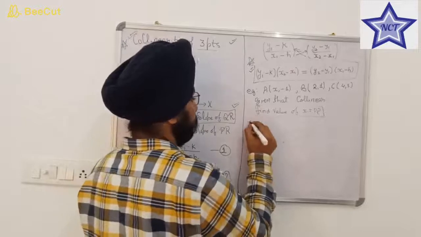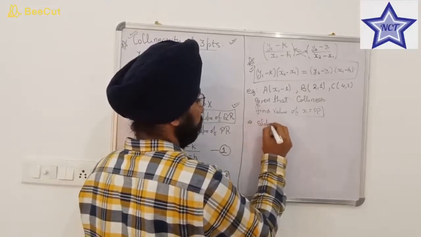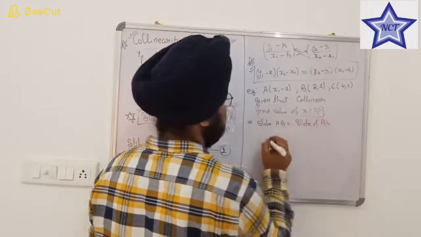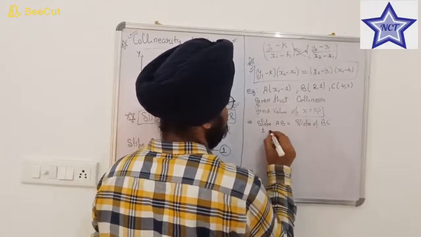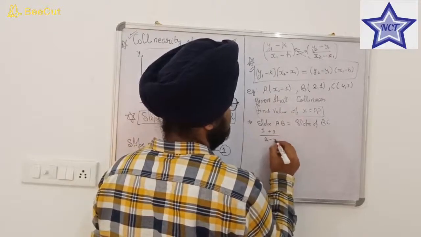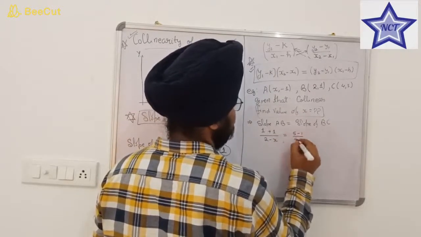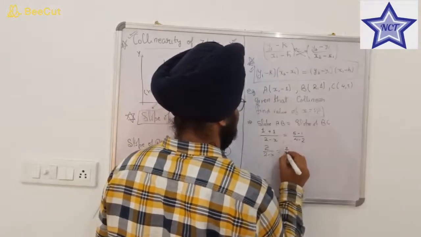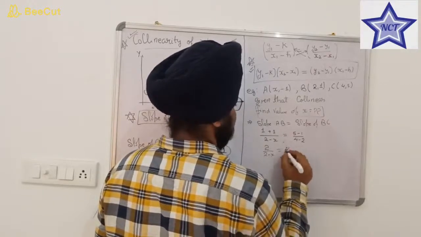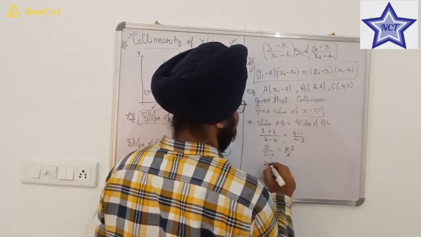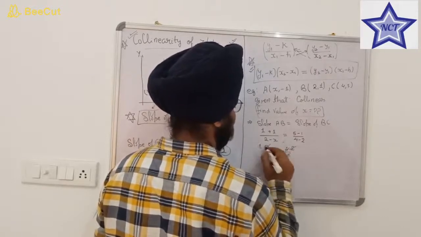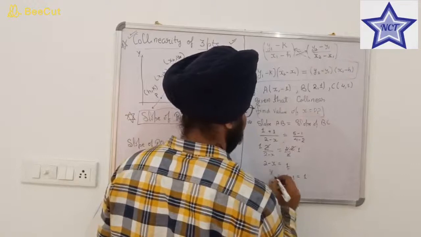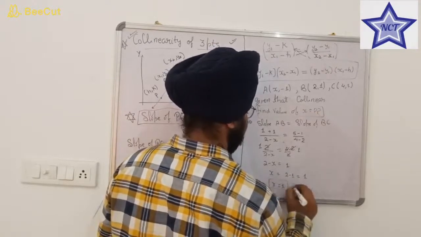So how am I doing it? Slope of line AB equals slope of line BC. For AB, the slope is (1 plus 1) upon (2 minus x), and for BC it is (5 minus 1) upon (4 minus 2). So 2 upon (2 minus x) equals 4 upon 2. Rearranging and cross multiplying, I get 2 minus x equals 1. So x equals 2 minus 1, that is equal to 1. This is my required answer.